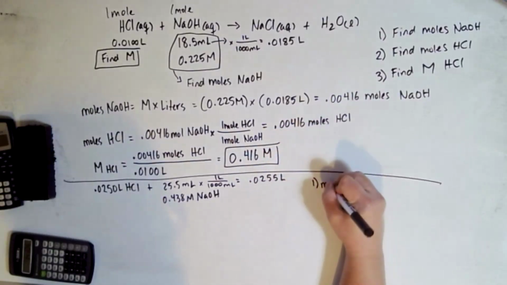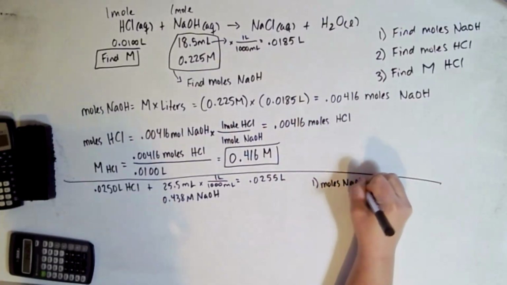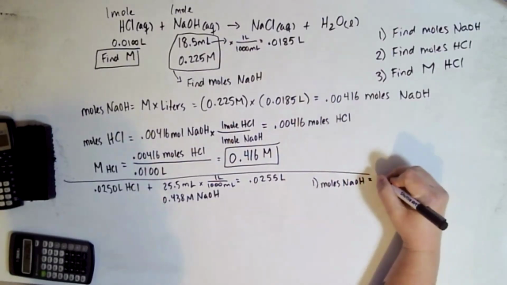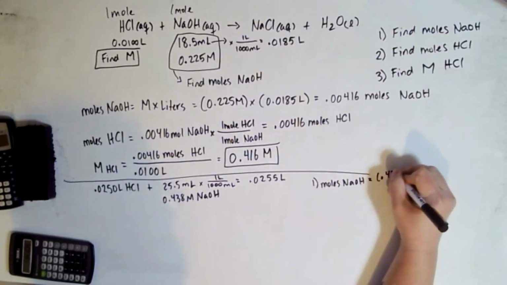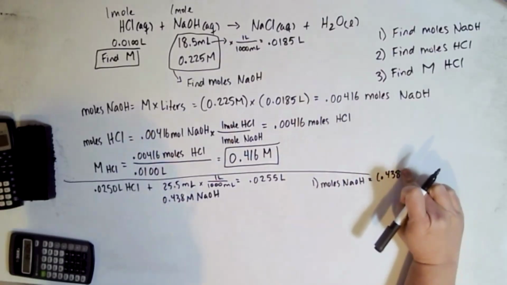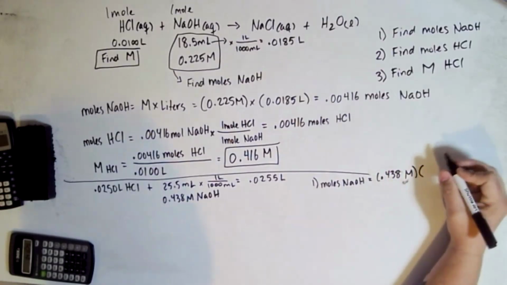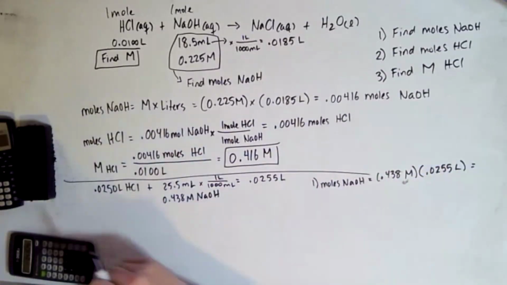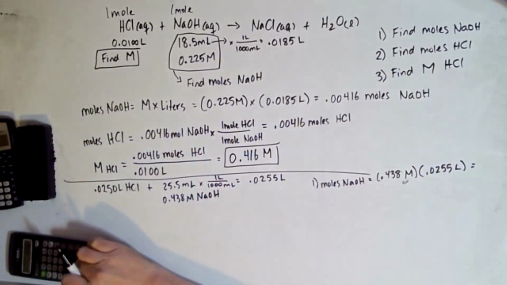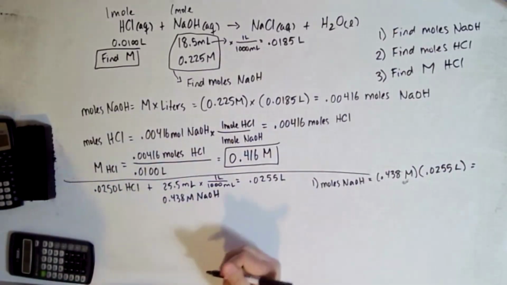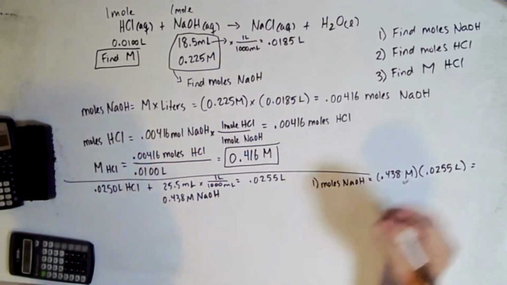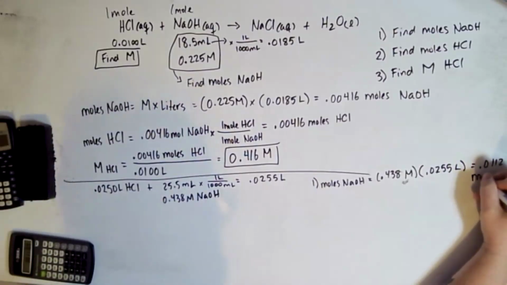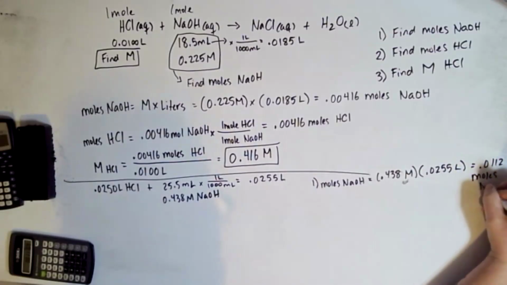So step one, moles of NaOH. And that's going to be our molarity of NaOH, which is 0.438 times that volume in liters, 0.0255. And we end up with 0.0112 moles of NaOH.